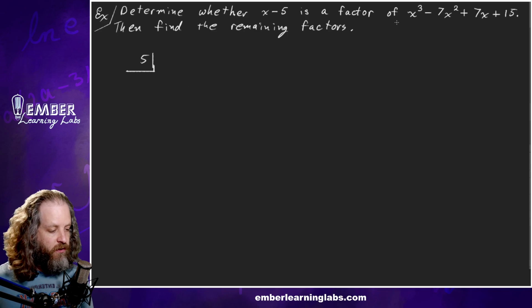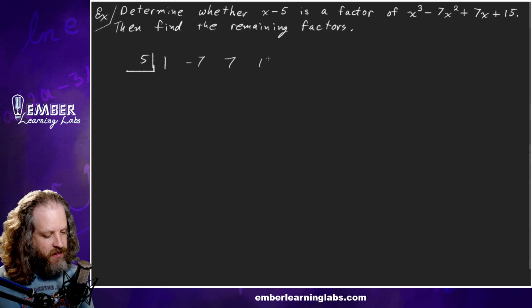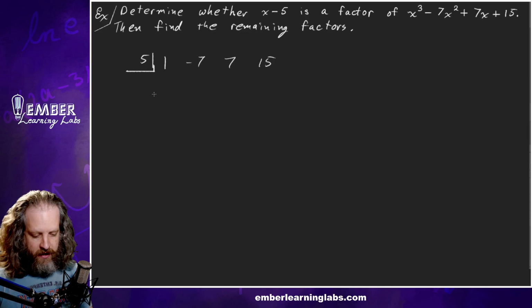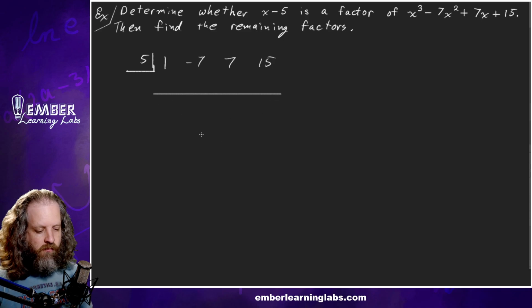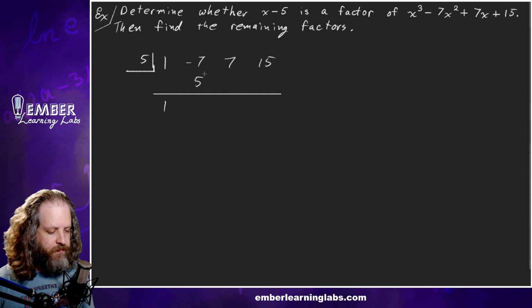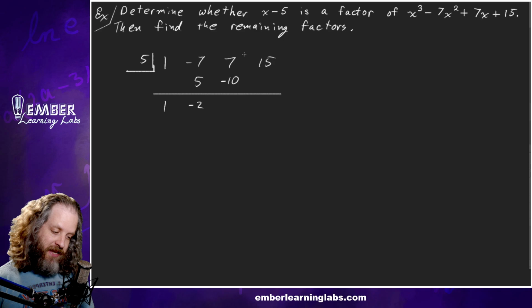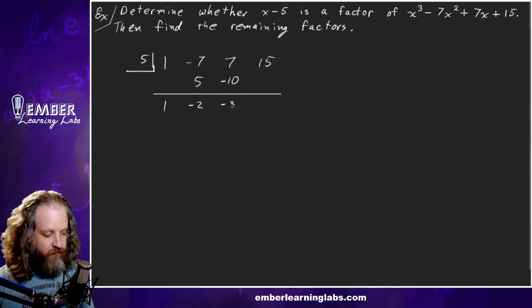Okay, so we're going to write down the coefficients. We've got a 1 in front of the x cubed, negative 7 in front of the x squared, a 7 in front of the x, and then a 15 in front of the, not an x, right? The x to the 0. Bring down the 1. 1 times 5 is 5. Negative 7 plus 5 is negative 2. 5 times negative 2 is negative 10. 7 plus negative 10 is negative 3. 5 times negative 3 is negative 15.